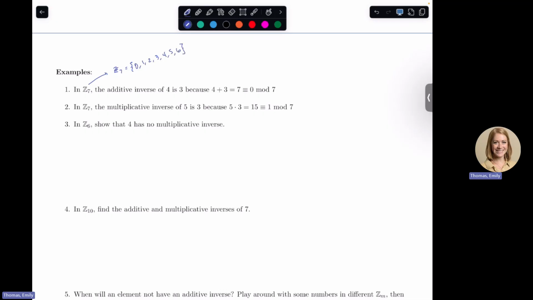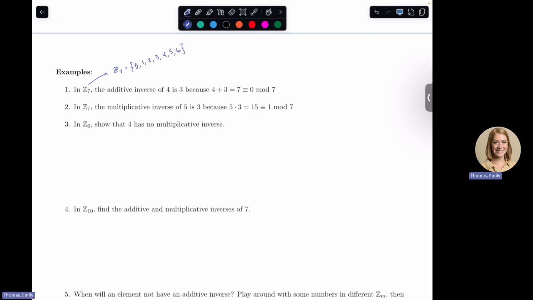The additive inverse of 4 is 3, because 4 plus 3 is 7, and 7 is congruent to 0 mod 7. That's kind of trippy and weird, but you're looking for the thing to add to get you back to 0. In Z7, the multiplicative inverse of 5 is 3, because 5 times 3 is 15, and 15 is congruent to 1 mod 7. Because 14 is 1 off, right? Okay.